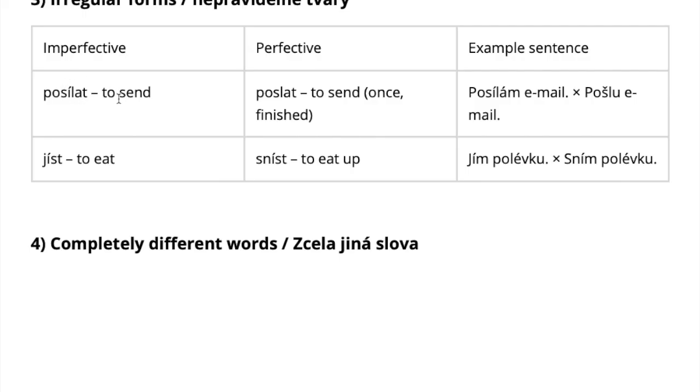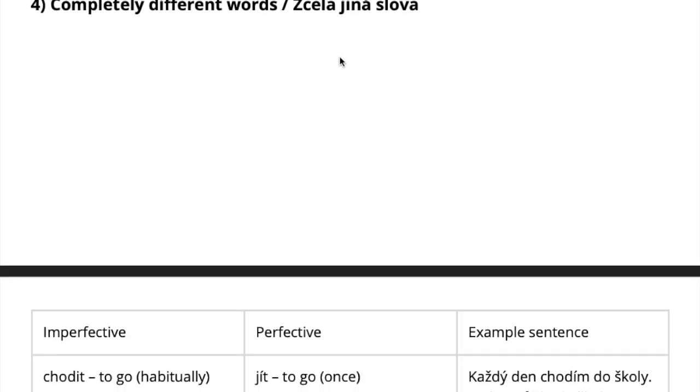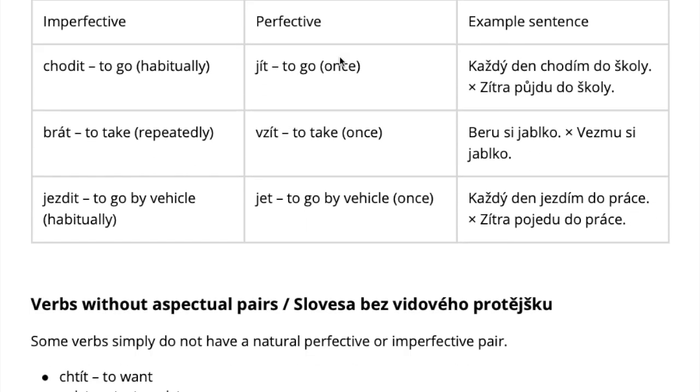You will change the ending, you will change the root, so they are truly irregular forms, like "ate" and "sneezed", which I'm sure you have seen somewhere already, to eat and to eat up. And completely different words. These are the worst, probably. Chodit, jít. You would never tell that both of these verbs mean to go. Brát and vzít, both of them mean to take. Jezdit and jet, both of them mean to go by vehicle.